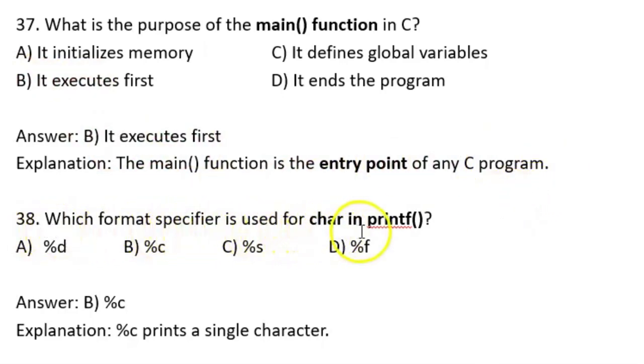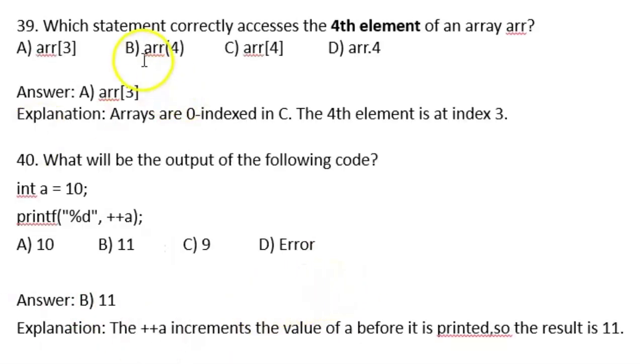Question 38. Which format specifier is used for char in printf? Percent d, percent c, percent s, percent f. Percent c is the format specifier for char. Character is percent c. This prints a single character.